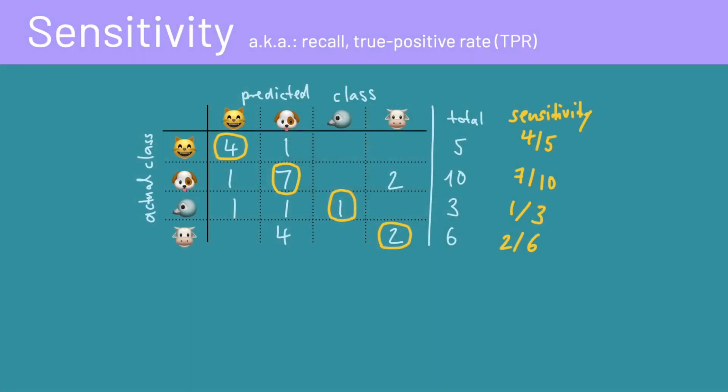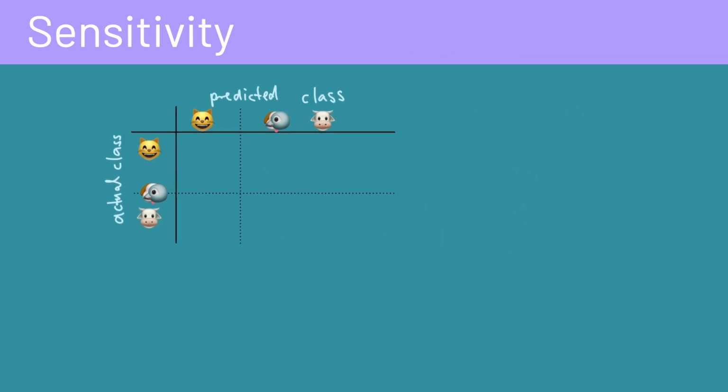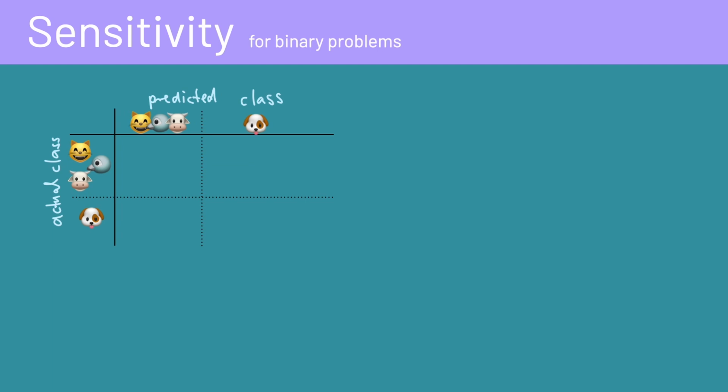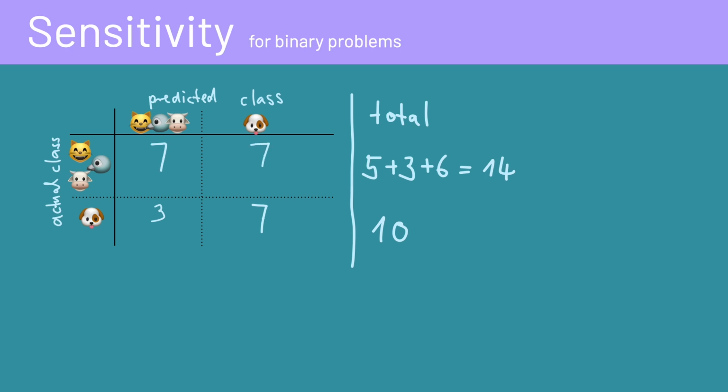We already looked at sensitivity or recall in our previous video about balanced accuracy. In short, we calculate the correct predictions for each class divided by the number of samples in each class. In the following, we will simplify our problem a bit, so it's easier to understand. We now only want to decide if it's a dog or not. So we pack cats, birds, cows into a single class. So here this means we still have 10 dogs, but now we have 5 plus 3 plus 6 non-dogs.